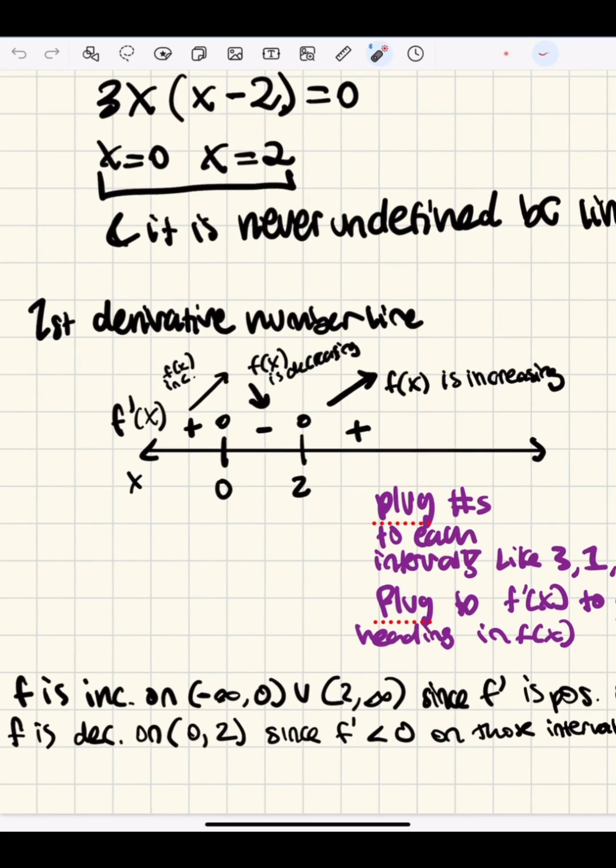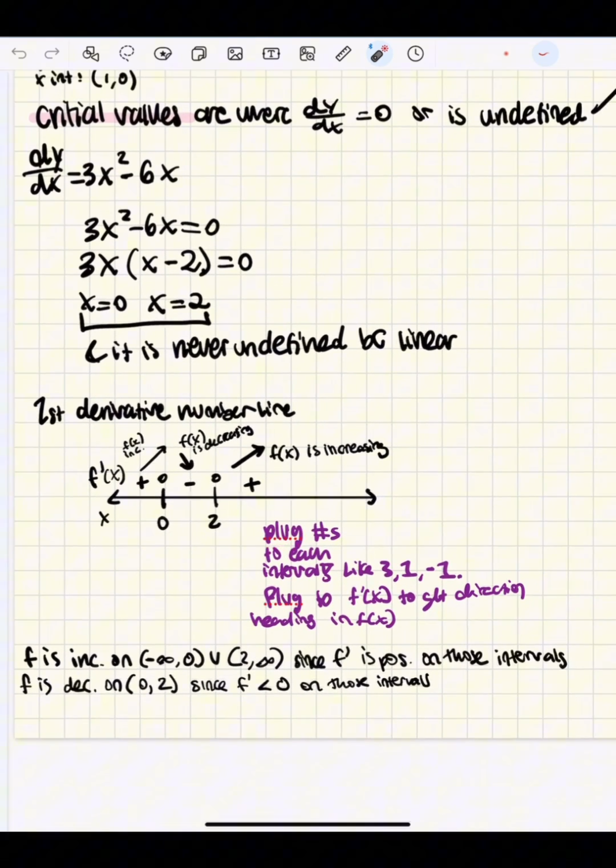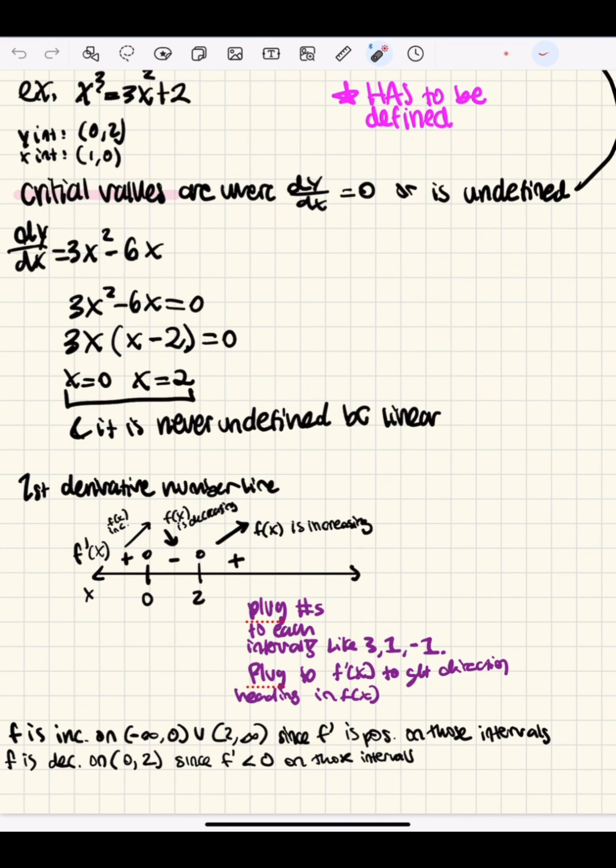So we know that f is increasing on negative infinity to 0 and across 2 to infinity, because we know that f prime x is going to be positive across all of those points. It's always positive. So the function is always increasing. And we know, on the other hand, that f of x is going to be decreasing only across 0 to 2, since f prime of x is going to be negative across those intervals. And by those, I mean that.